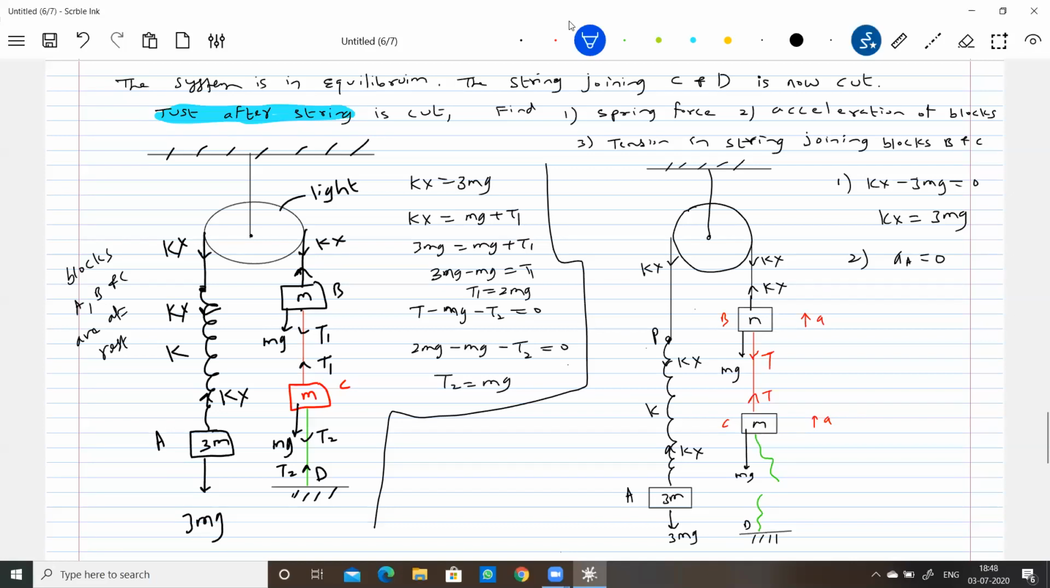So here acceleration is equal to (kx minus mg plus mg) by 2m. How am I writing this equation? I'm treating the blocks B and C as one combined system. What is the value of kx? kx was 3mg. This is 2mg. This is 2m. So a is g by 2.